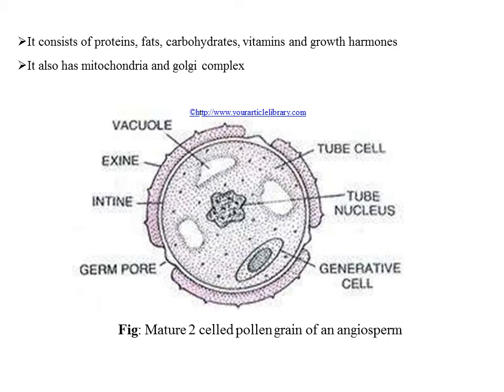It consists of proteins, fats, carbohydrates, vitamins, and growth hormones. It also has mitochondria and Golgi complex. Now, in this diagram, we can clearly observe a mature pollen grain of an angiosperm. We can see vacuoles, exine, intine, germ pore, tube cell, tube nucleus, and generative cell.